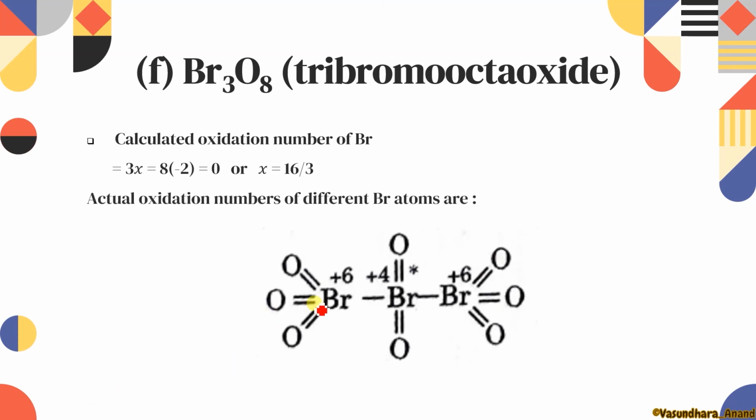This is bromine, bromine, bromine. Outside O, O, O and then O, O equally, and whatever remains in the middle, distribute it, divide it into parts, and just find the oxidation number. This one is minus 2, minus 2, minus 2. Yes, minus 2, minus 2, minus 2. So to make this 0, what should it be? It should be plus 6. Similarly, here also plus 6.